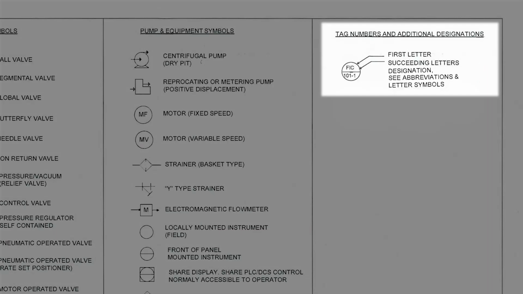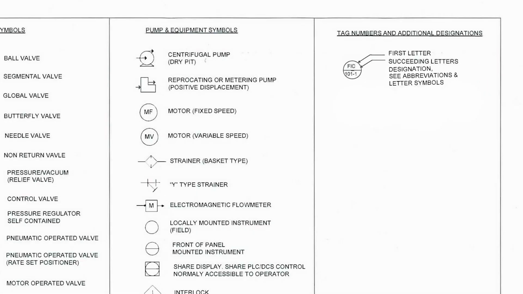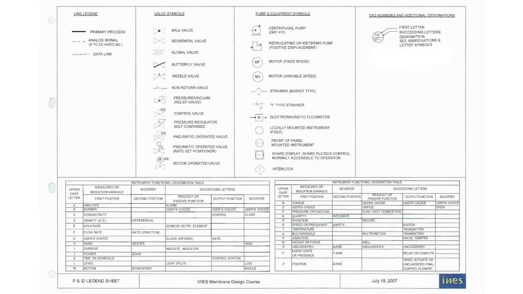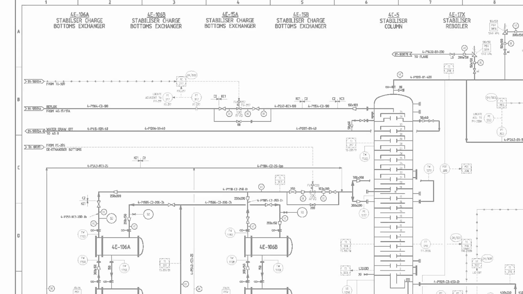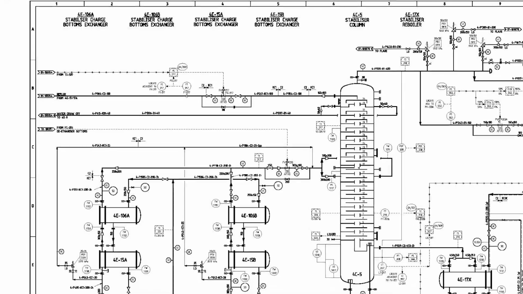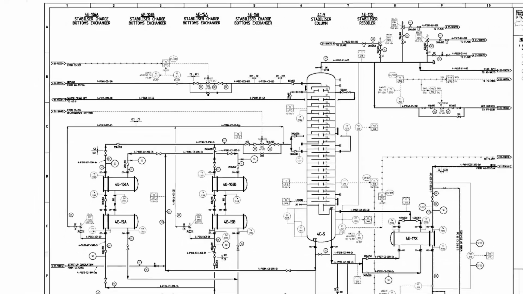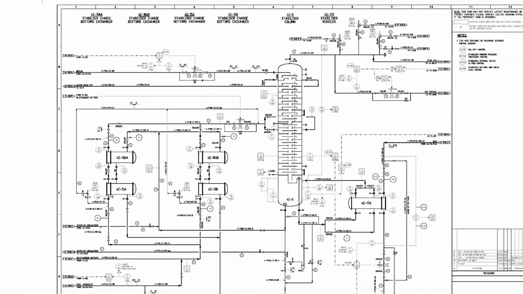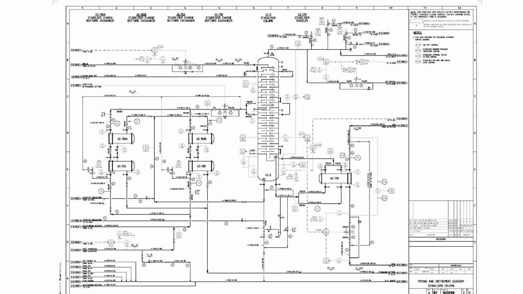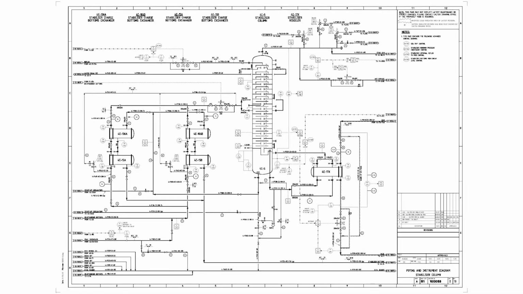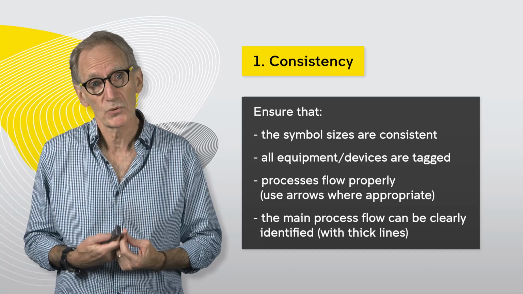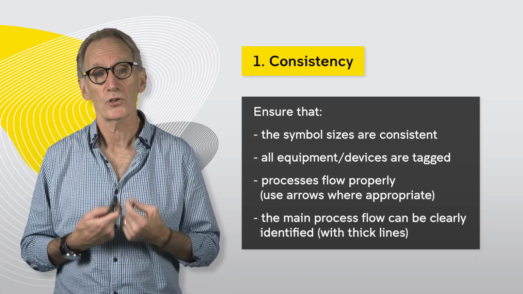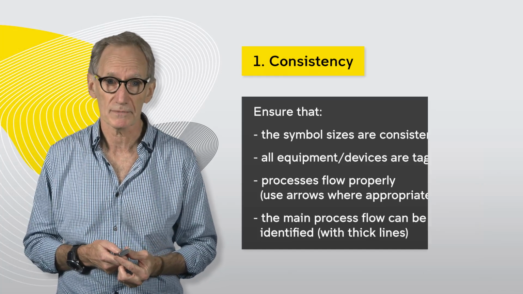Have you got the tagging consistent? Have you got the flows running sensibly? Is it easy to pick out the main process flow? Can you see where the main process flow is? Is it a nice thick line so you can follow it? Do the arrows follow correctly? Can you follow from one drawing to another? All of these things sound simple, but they're so important because people make a judgment about you and your work, and they help people use the information that you've produced.